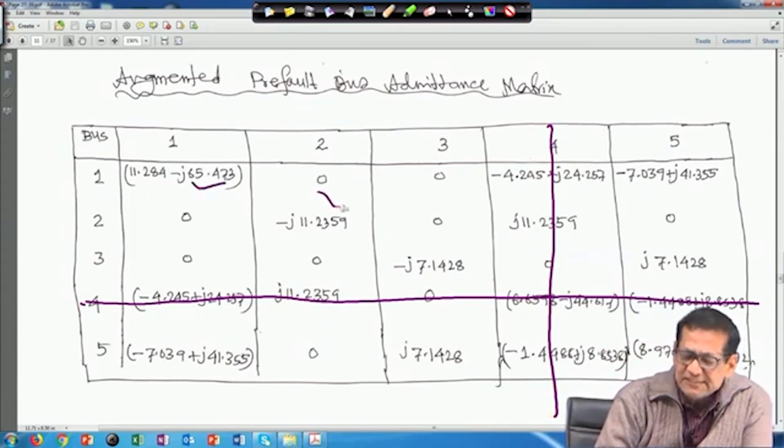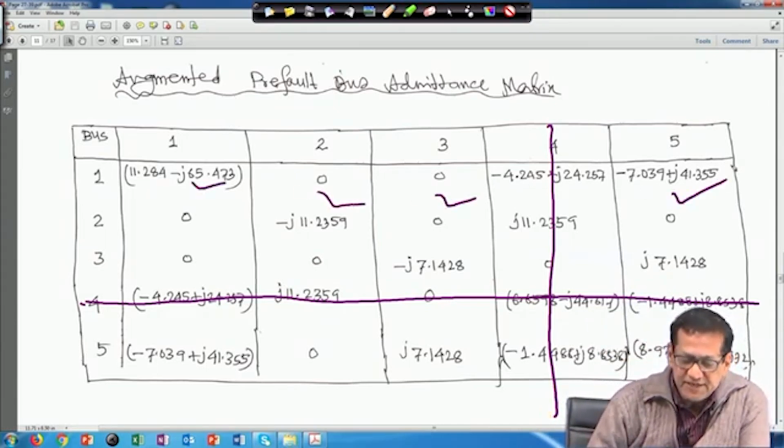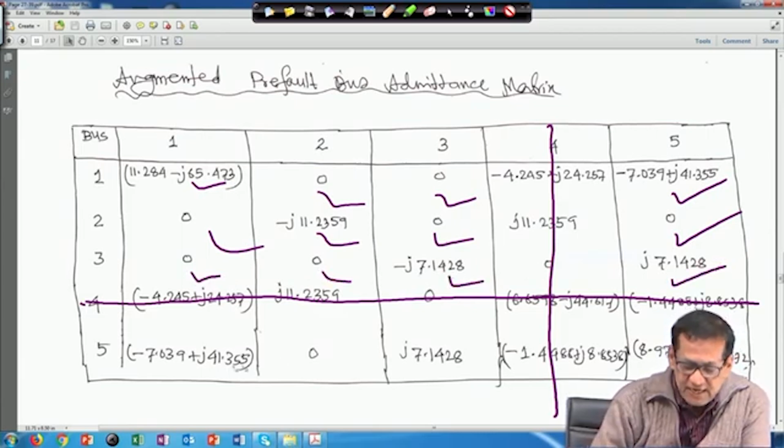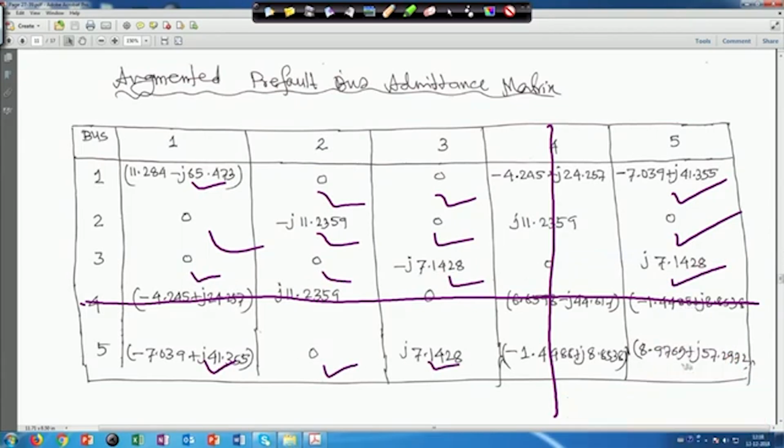This element will be retained. This one and this one will be retained, this one will be retained, and this one and this one will be retained. This will go, all will be 0 during the fault.